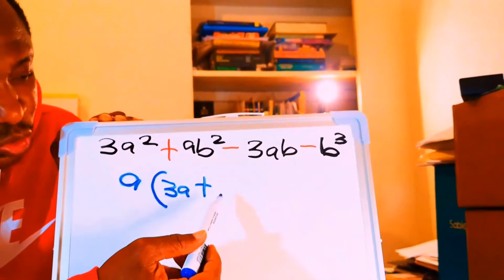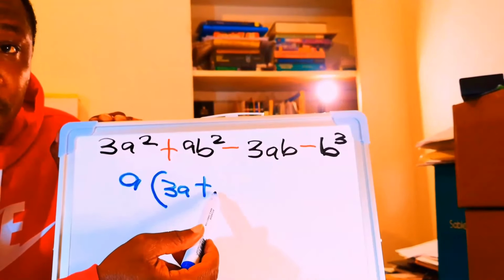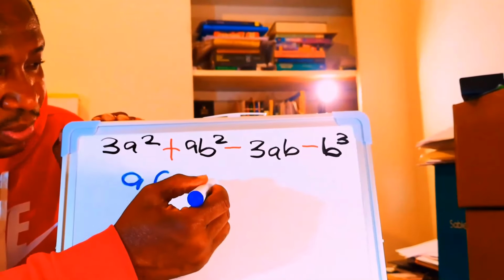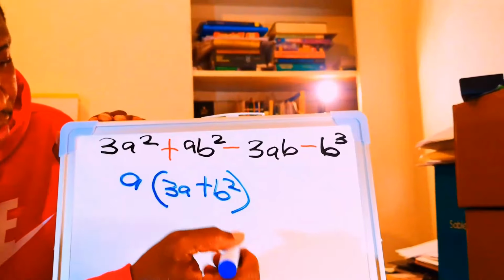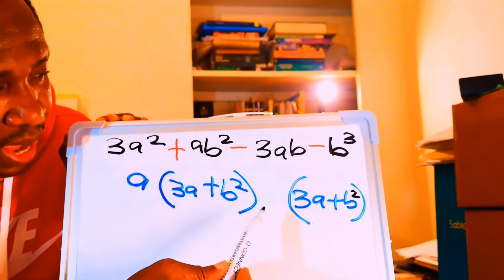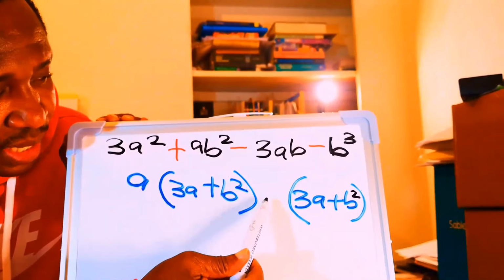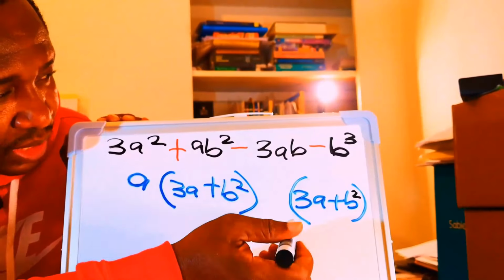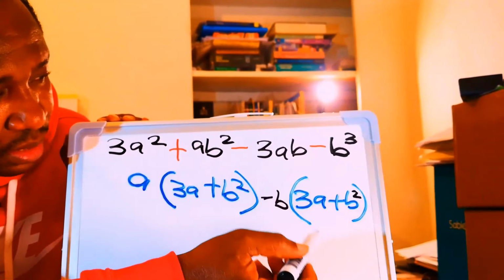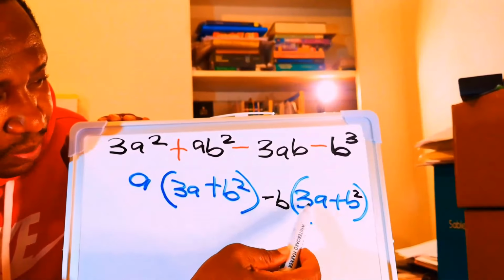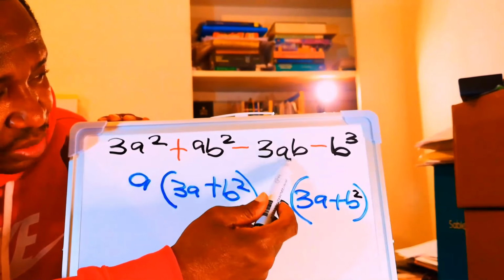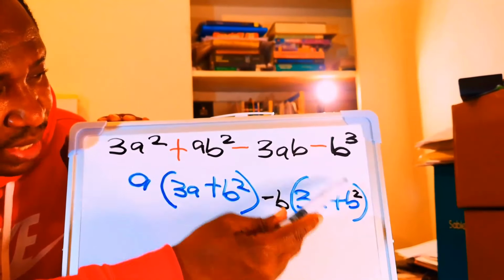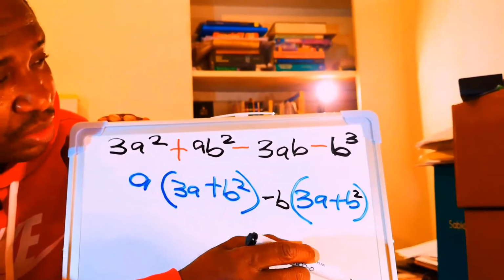Plus, I need to put a number here or a value. When I multiply that with a, I will get ab squared, and that will become b squared. Now, I need to copy this. Now, I need to put a value here so that if I multiply it with this, I will get 3ab, and that will be minus b, because minus b multiply 3a will give you minus 3ab, and minus b multiply plus b squared will give you minus b to the power of 3.